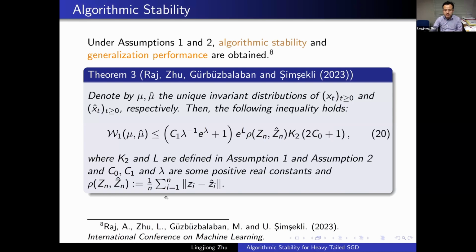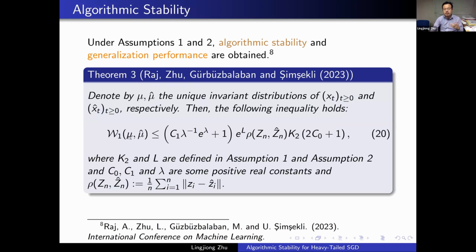Let mu and mu hat be the invariant distributions of xt and xt hat as t goes to infinity. Of course, I didn't show this, but under our assumptions, it's known in the literature that these dynamics have a unique invariant distribution. Of course, we also have a bound in our paper for any given t.